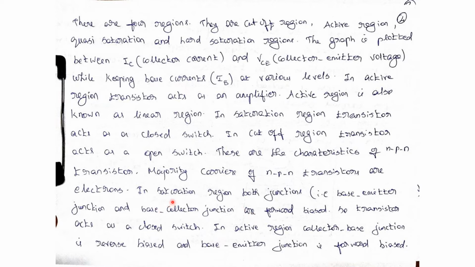In the saturation region, what happens? Both junctions, that is the collector base junction and the base emitter junction, are forward biased. So that is the saturation region. That's why it acts as a closed switch. But in the cutoff region, the collector base junction is reverse biased, and the base emitter junction is forward biased, so it acts as an open switch in the cutoff region. In the active region, it acts as an amplifier.